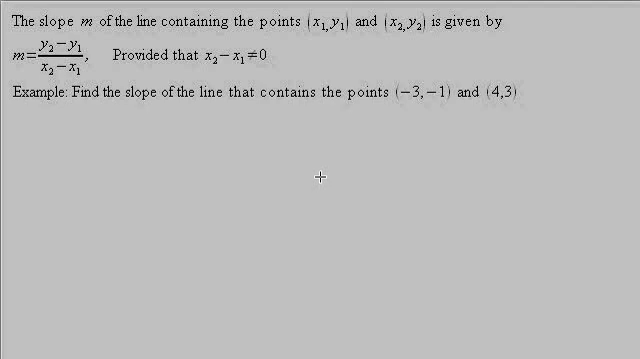Alright, so let's talk about the slope of a line. The slope m of the line containing the points (x1, y1) and (x2, y2) is given by m. m represents the slope of the line. m equals y2 minus y1 over x2 minus x1.